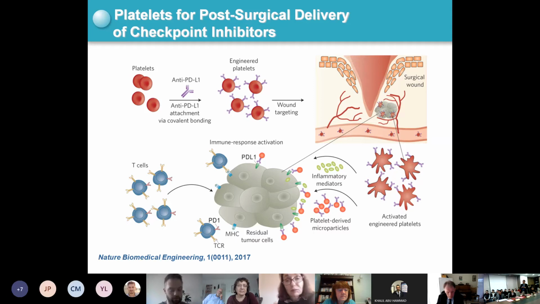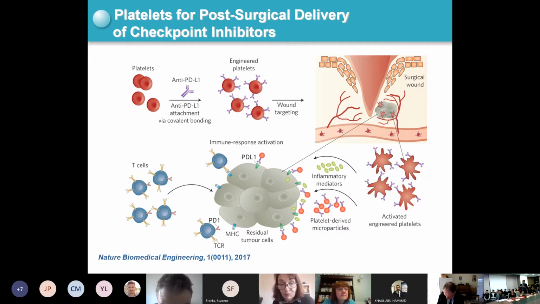Okay, so for the live cell-based delivery, as I said, we are interested in using platelets. We can add the drug on the surface of platelets, and then infuse such drug-loaded platelets into the body, so they can target the bleeding sites and also inflammation sites.